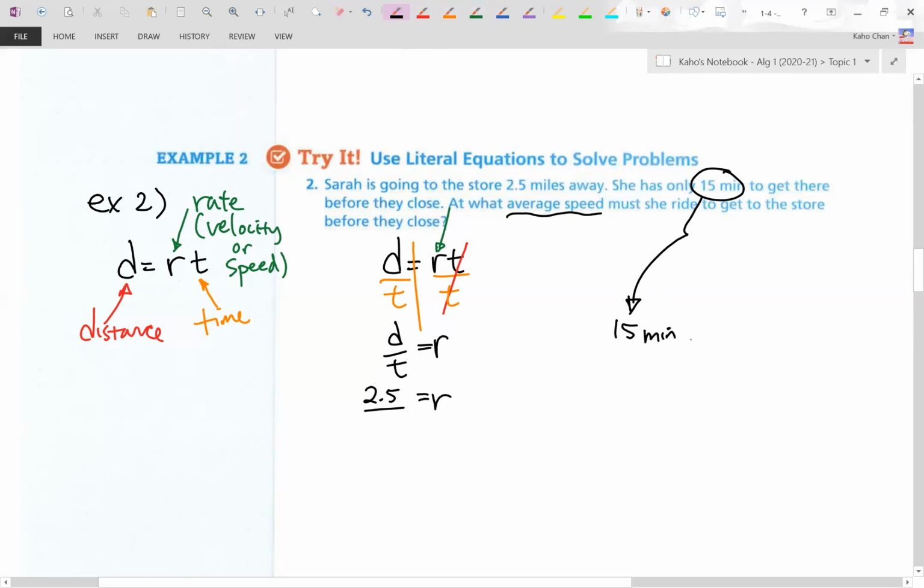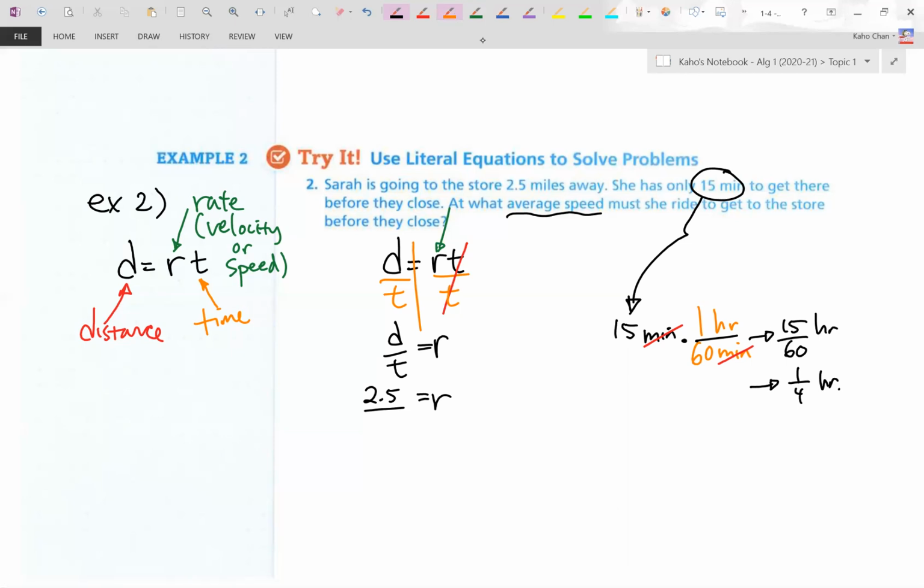Using dimensional analysis, 15 minutes needs to be converted by multiplying it with a ratio of 1 hour over 60 minutes. When I do that, the minutes units go away, and 15 over 60 can be reduced to 1/4 of an hour. Now, technically, 1/4 of an hour is 0.25 as a decimal. That's why I'm going to put 0.25 in the T position off to the left.